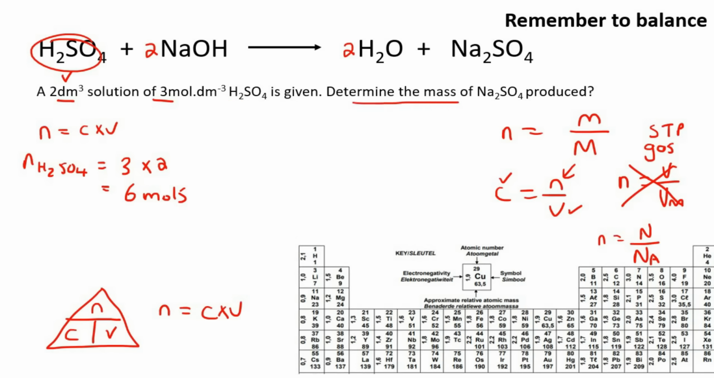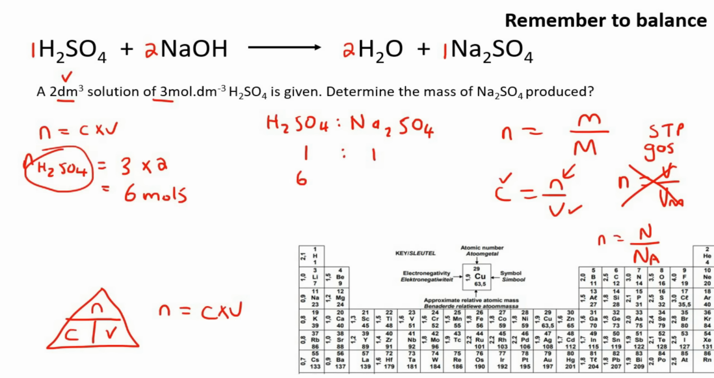So the question says, determine the mass of this that is produced. Okay, so if you look at the ratios, the number in the front, there's a 1 there, and there would be a 1 there. So they are equal. H2SO4 to Na2SO4, they are equal, 1 to 1. So if we have 6 moles of H2SO4, that means you would also have 6 moles of Na2SO4, because 1 is to 1 is the same as 6 is to 6. So the moles of Na2SO4 is going to be 6.